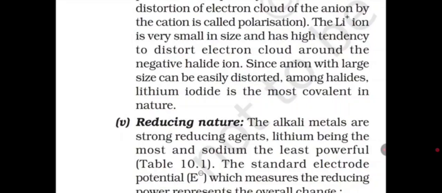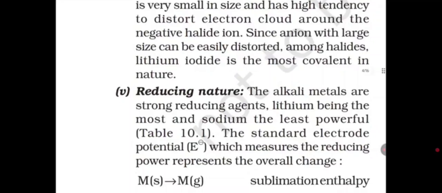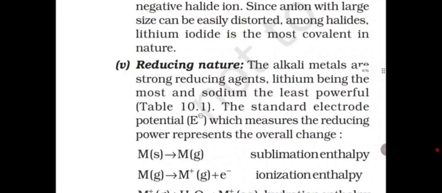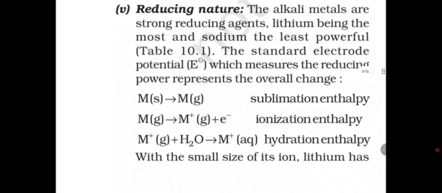The Li+ ion is very small in size and has a high tendency to distort the electron cloud around the negative halide ion. Since an anion with large size can be easily distorted among halides, lithium iodide is the most covalent in nature. Fifth is reducing nature.